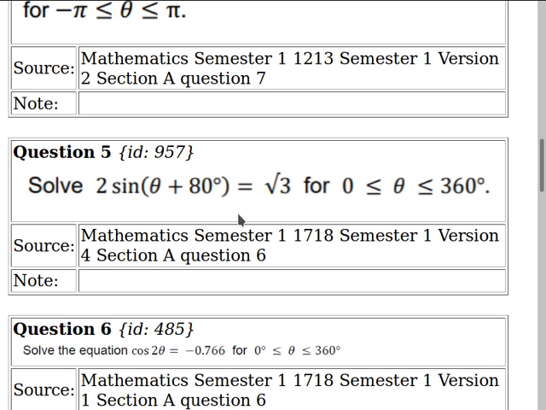Sine is 360, right? Only one. 180. 180. Why? Mine is big. Degrees.